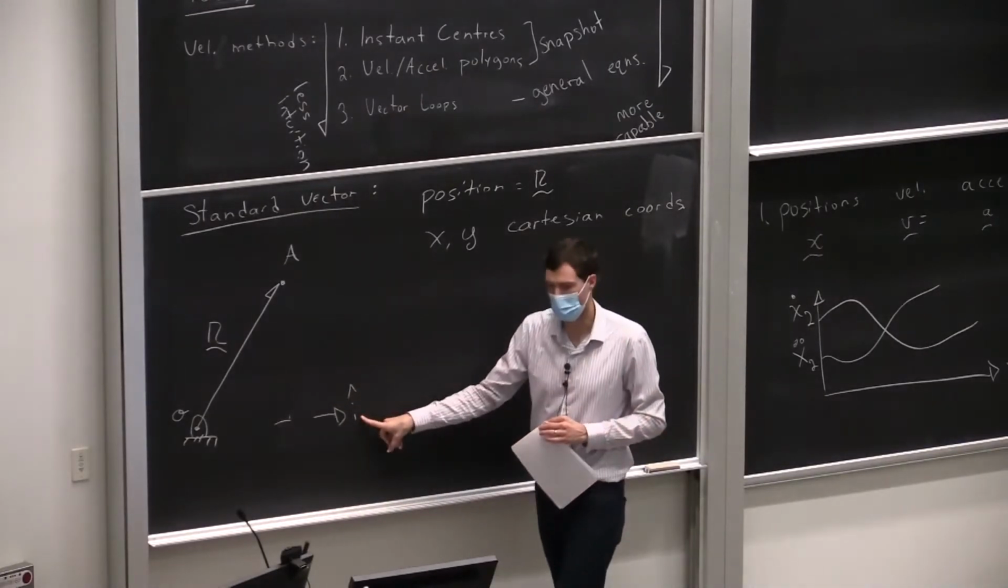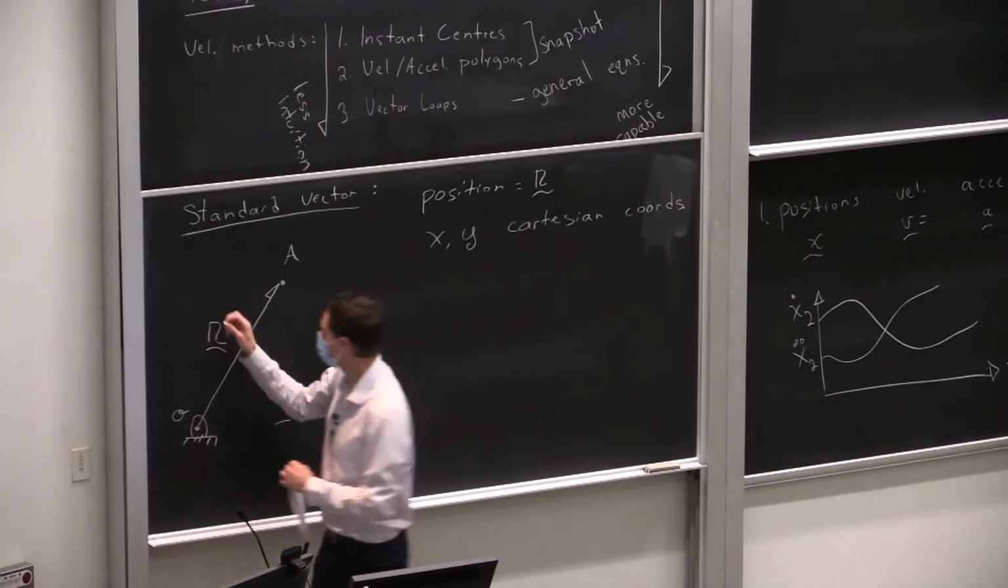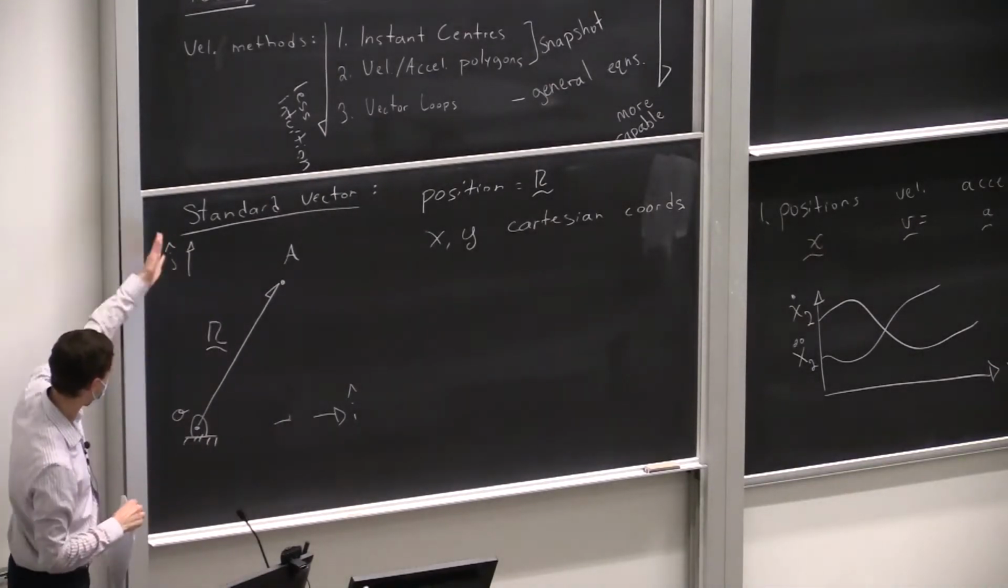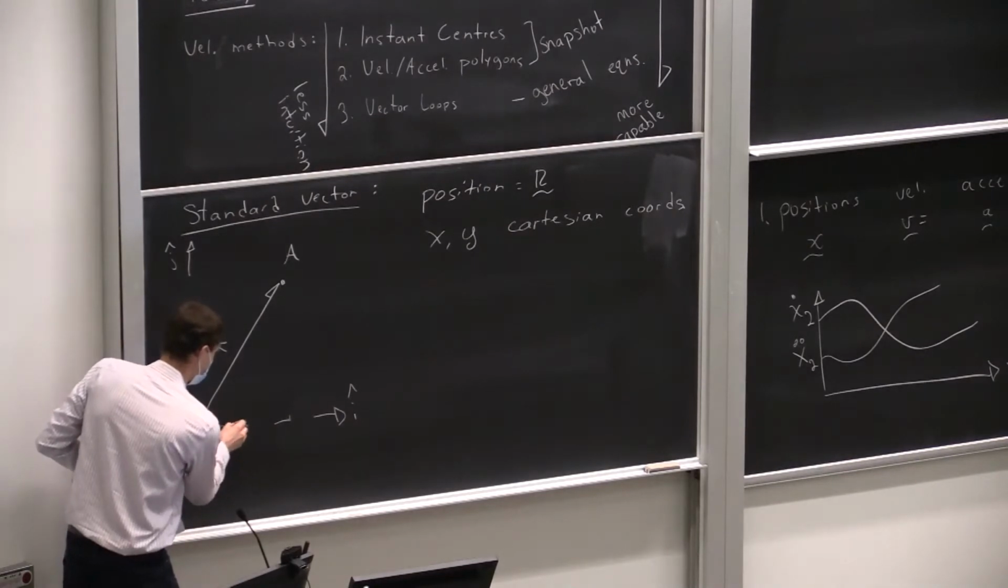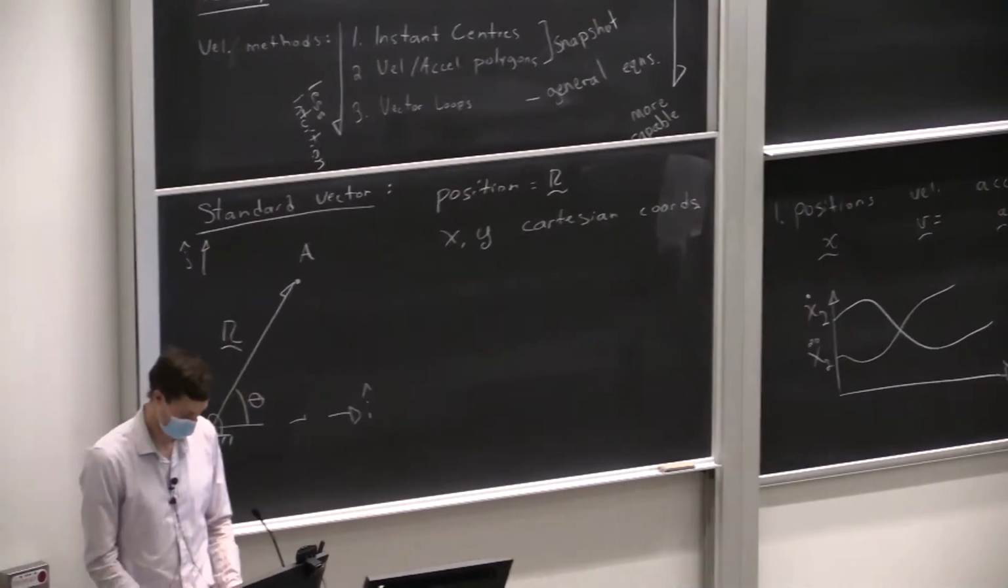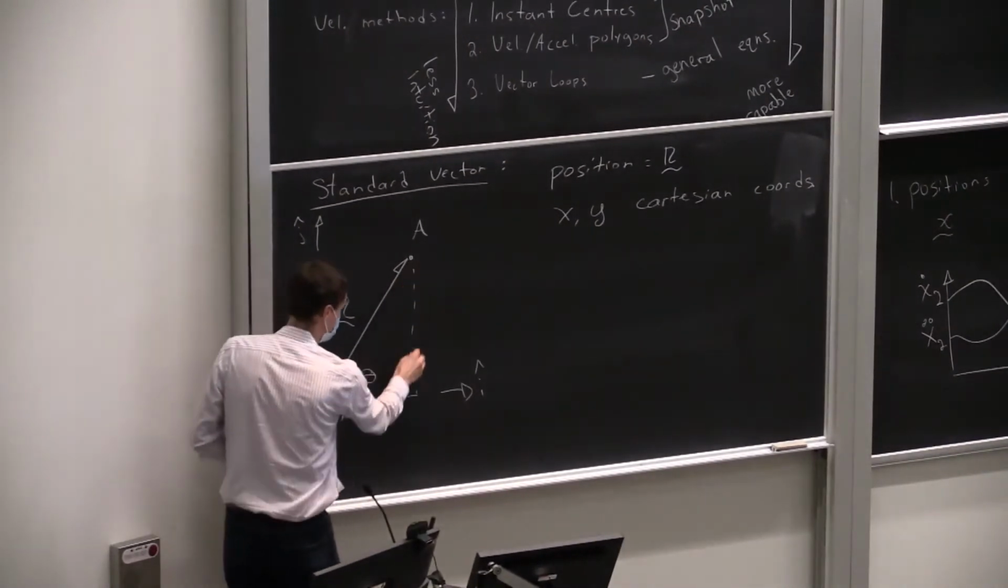You can think about like an i unit vector in the x direction and a j unit vector in the y direction. So if we have our angle of our vector theta, then we can divide this into its x and y components.